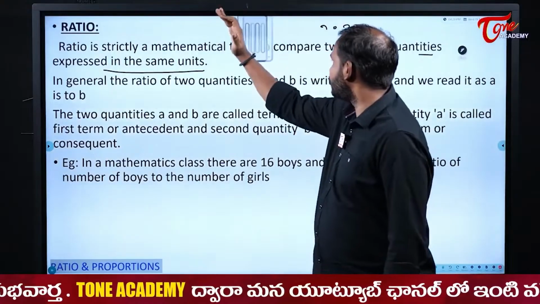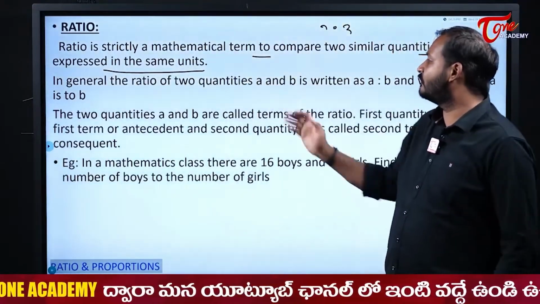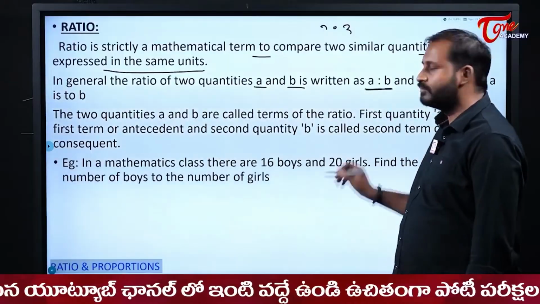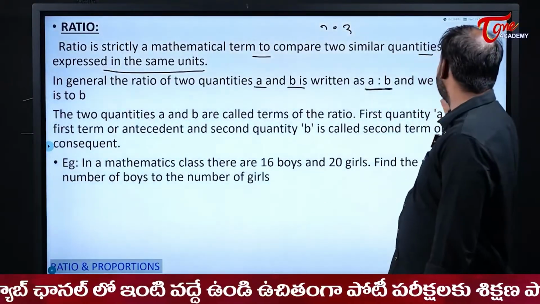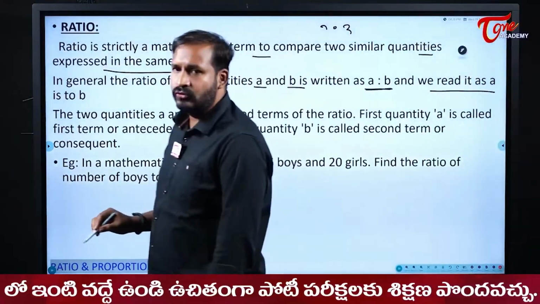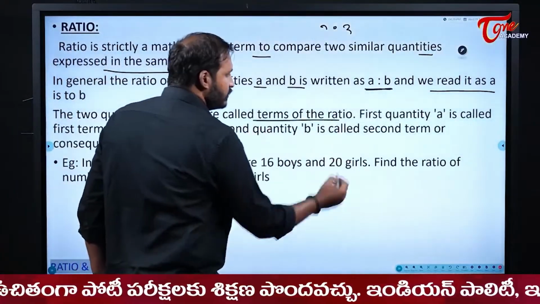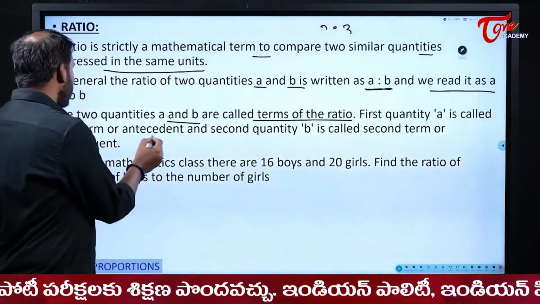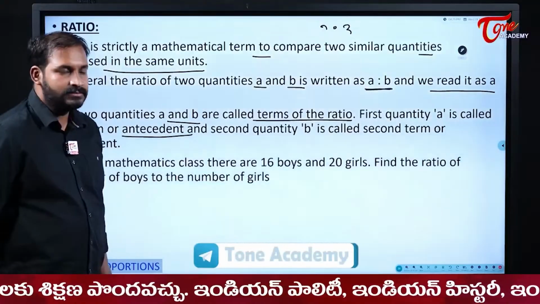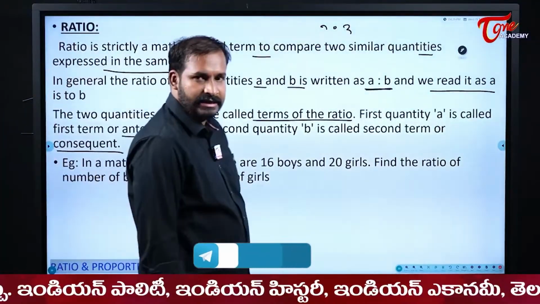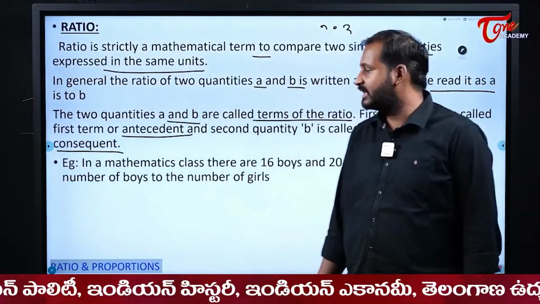Now next, in general, the ratio of two quantities A and B is written in the form A:B. We all know it in general, and we read it as A is to B. The two quantities A and B are called the terms of the ratio. The first quantity A is called the antecedent or first term, and the second quantity B is called the consequent or the second term.